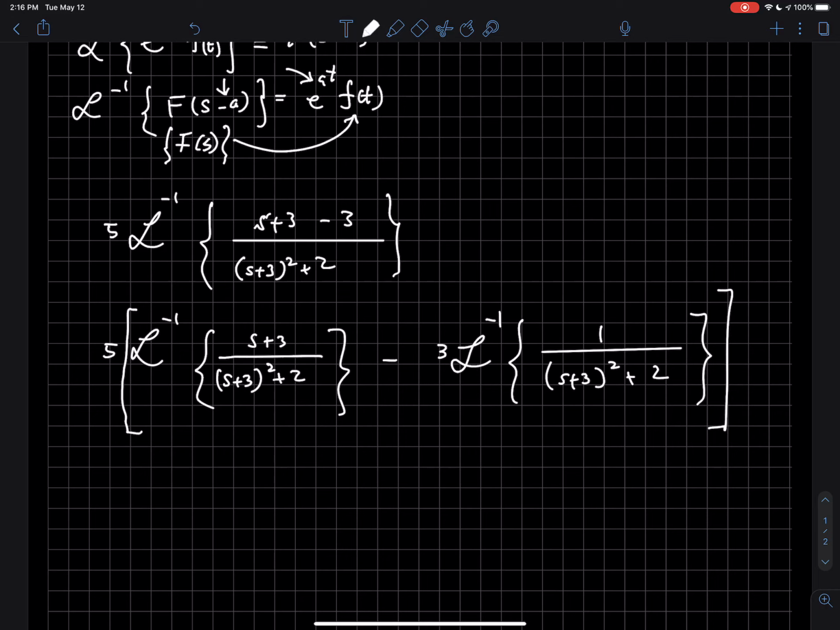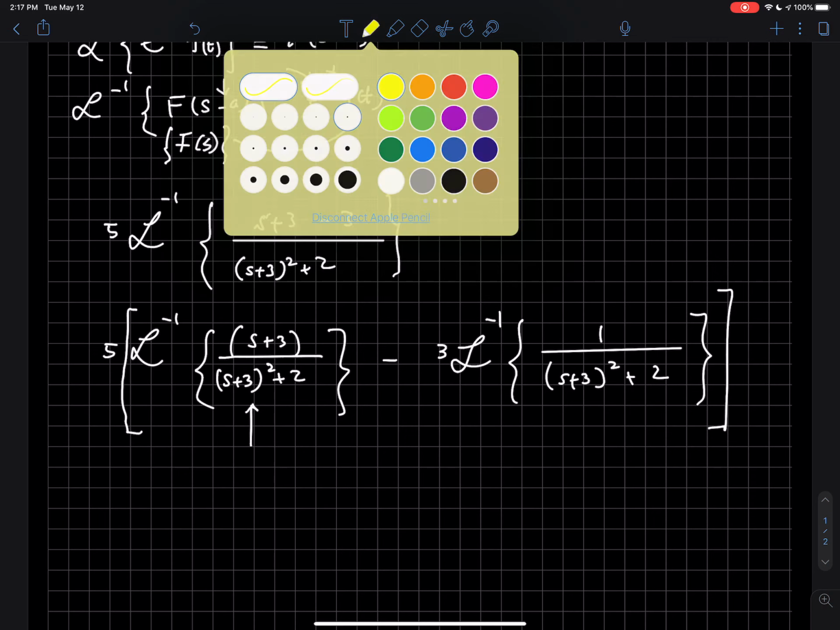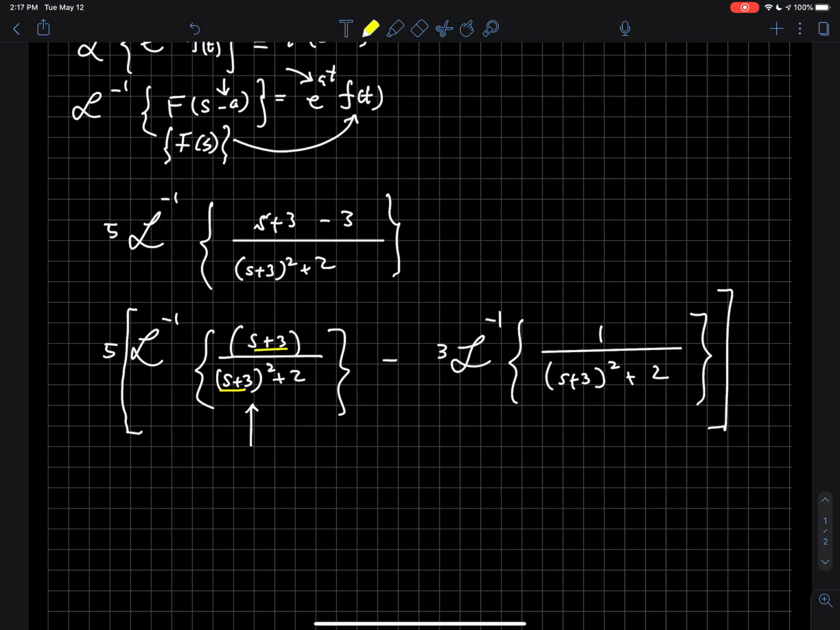So it becomes that. Now here, it looks much more doable than before. This one now has the nice shift applied to both the denominator and the numerator, so they have the same shift. So here I could just write, and I'm going to keep the 5 on the outside, so I'm going to say 5 times.